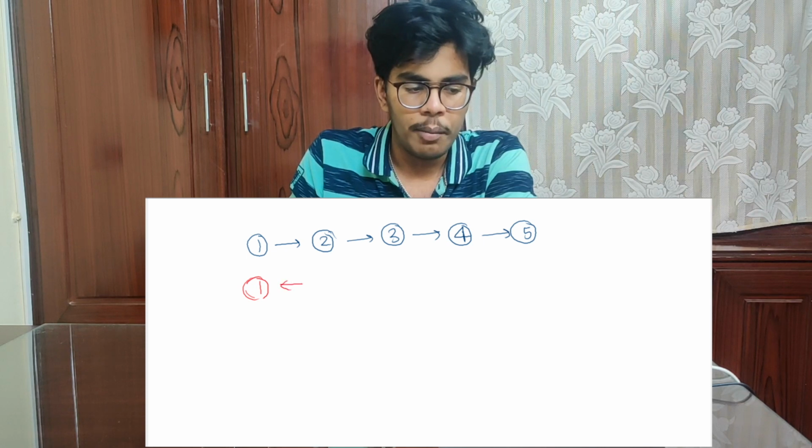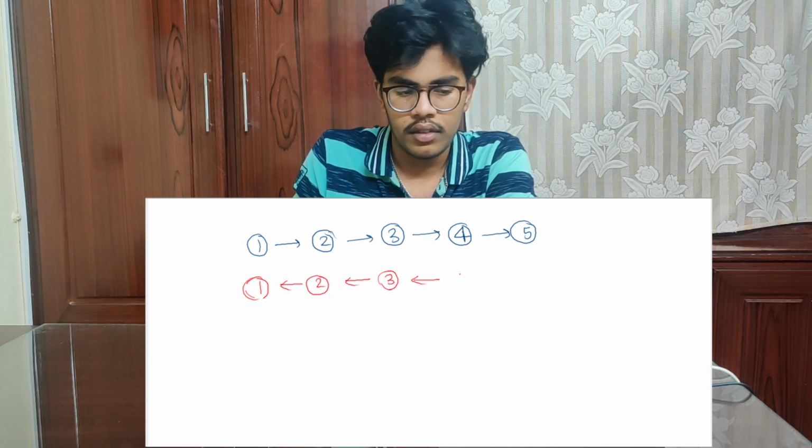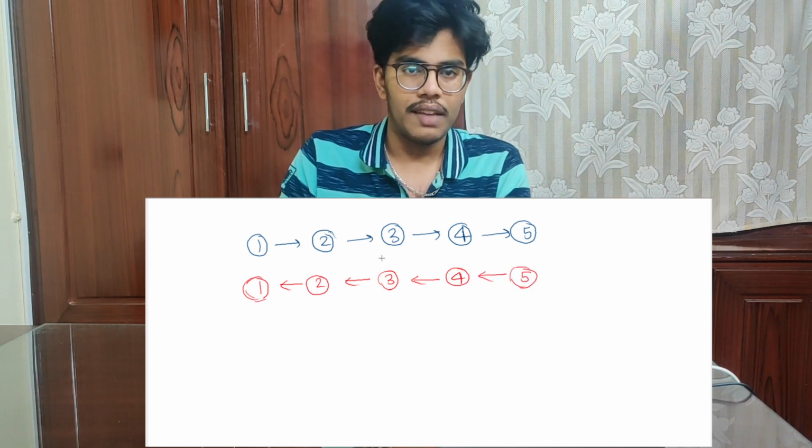So let's just say we have a linked list with pointers starting from 1 pointing to 2. Let's say this is the linked list given to us, and we have to produce a final output linked list that looks something like this, where 2 would be pointing to 1 and 3 would be pointing to 2. So this is the output that we get from the given input.